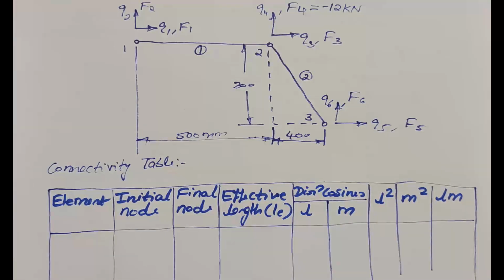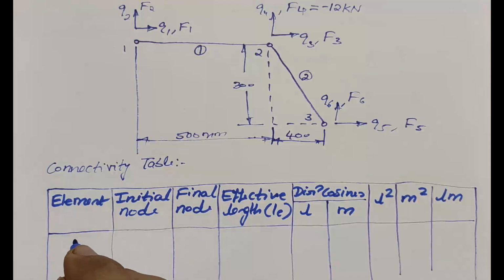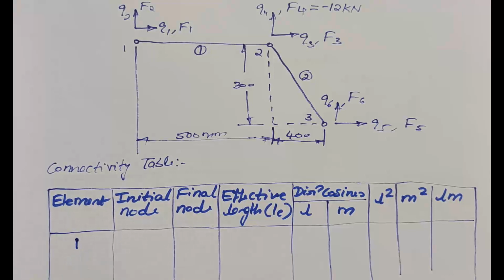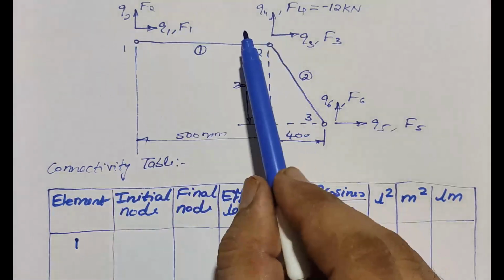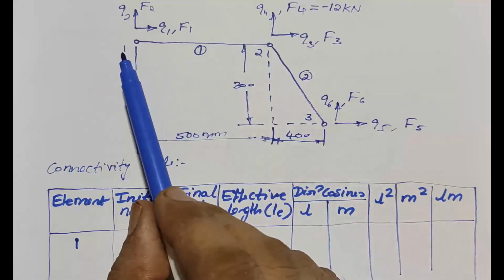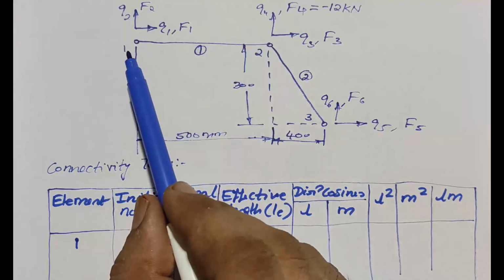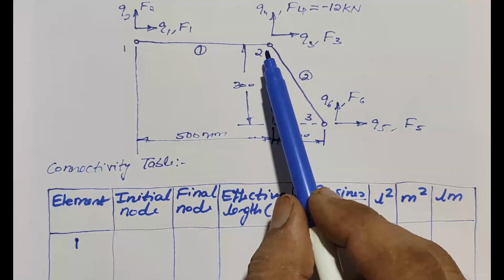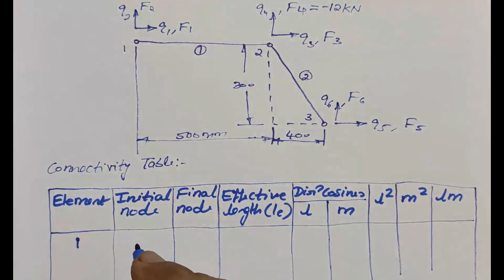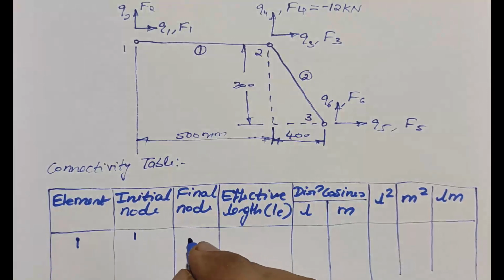See here, first I will give the element number. We have two elements, so I will take the first element, element number 1. You can see here, this is our element number 1. So it connects node number 1 to 2, means node number 1 is the initial node, node number 2 is the final node. So initial node is 1, final node is 2.